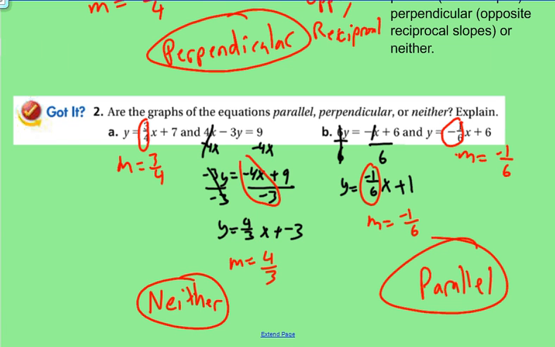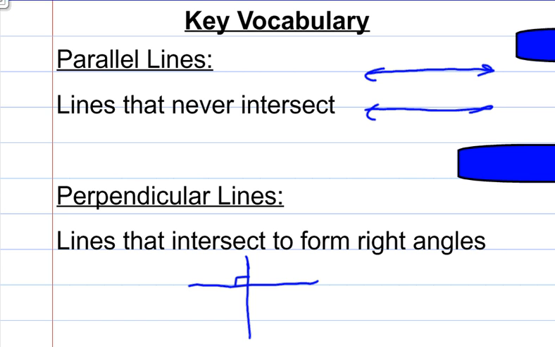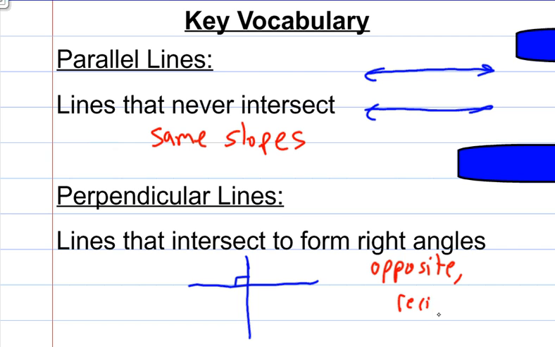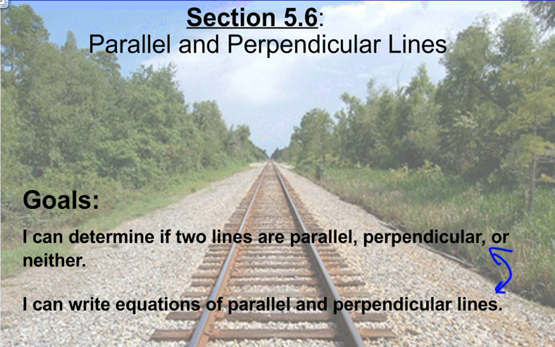So just to recap what we talked about today, parallel lines are lines that never intersect, and they have the same slopes. Perpendicular lines are lines that intersect to form right angles, and if we know that they're perpendicular, they have to have opposite reciprocal slopes. And we worked with those to write equations and to determine if they're parallel or perpendicular. So there are the goals, recap those, and I hope you learned something about parallel and perpendicular lines today.